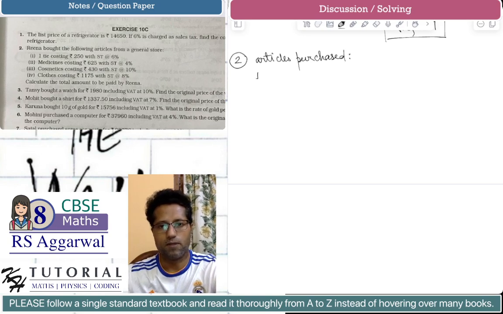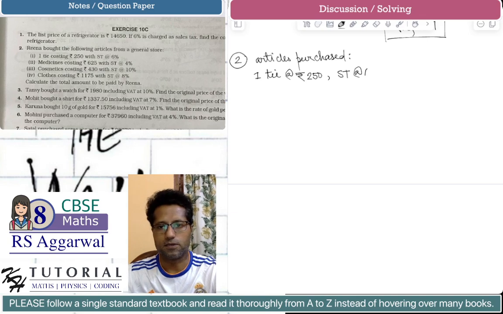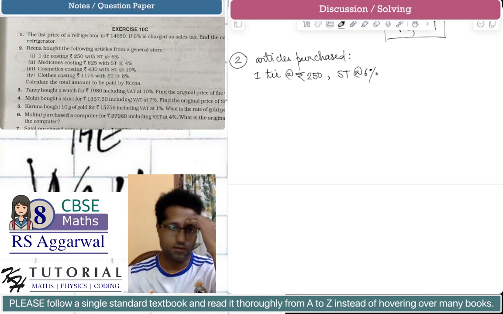are one tie at the rate, meaning the original cost of the tie is rupees 250, and there is a ST, that is the sales tax, at the rate 6%. Okay, so what we have to do is calculate the total amount to be paid by Rina.